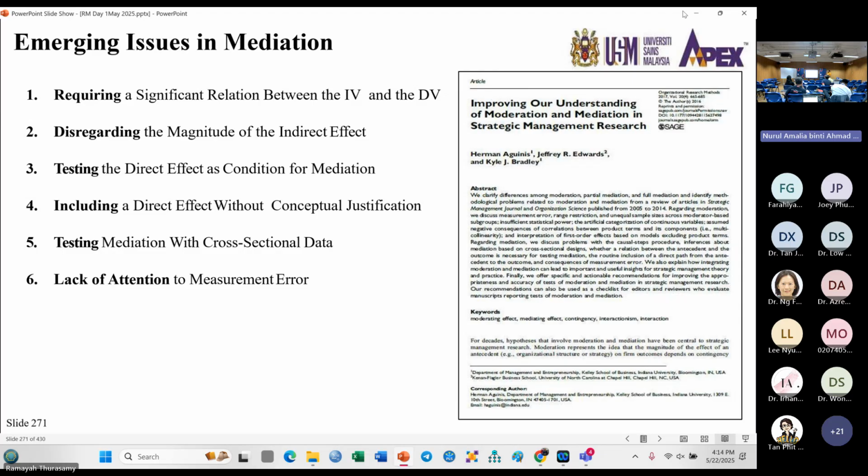Okay, the last one is here, like just now we have interaction, right? So the quality of the measurement is important. Measurement should be 0.805.